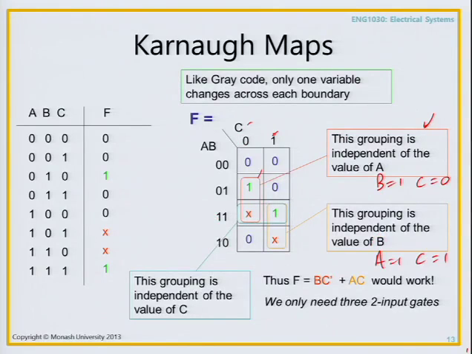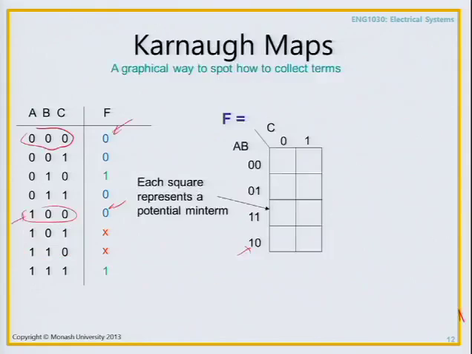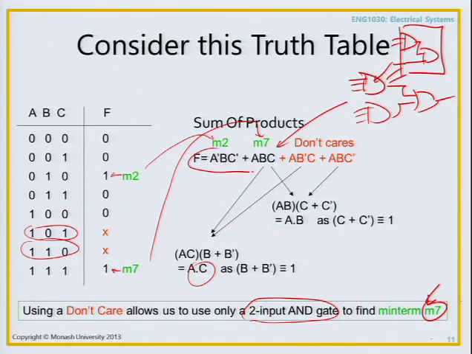Now what we do is we look at what these values are, and this one translates directly into this term. So B equals 1, C equals 0 translates directly into B C prime, and over here A equals 1, C equals 1 translates directly into AC. So what I'm saying is that F is now minimized to be F equals BC prime plus AC. And that was different from what we had in the previous section, which was F equals A prime B prime C prime or ABC.